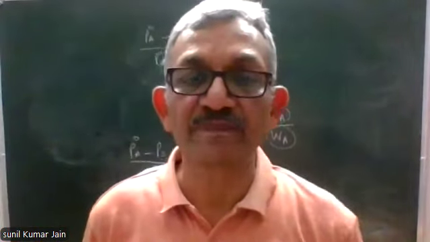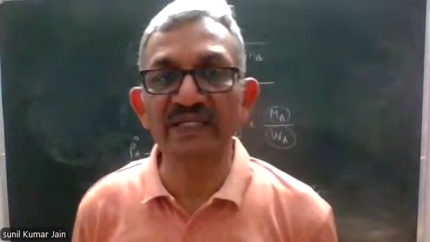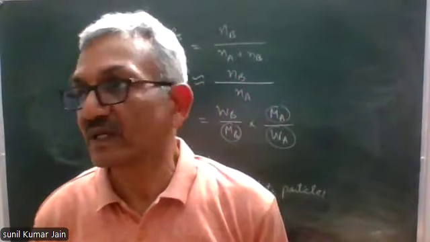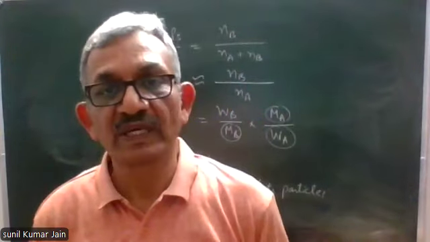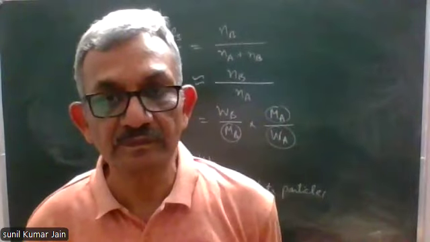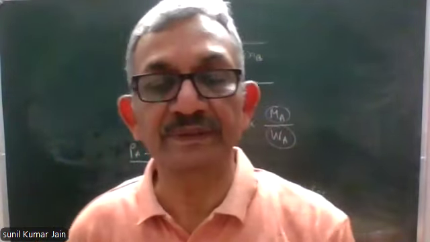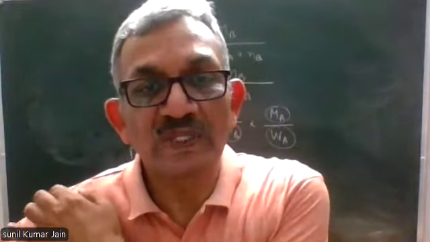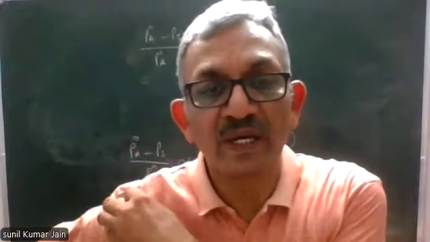This proves that relative lowering of vapor pressure is a colligative property. So we have finished one colligative property. We'll start the second colligative property.